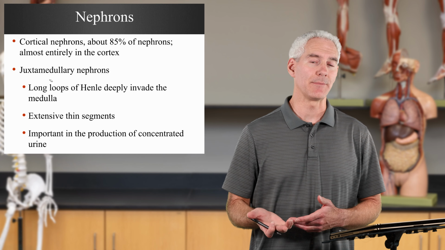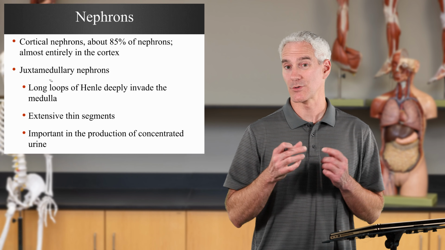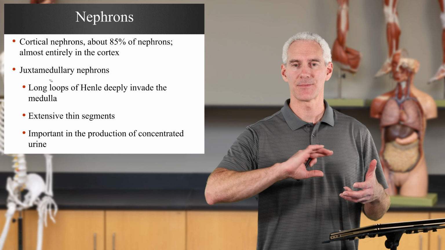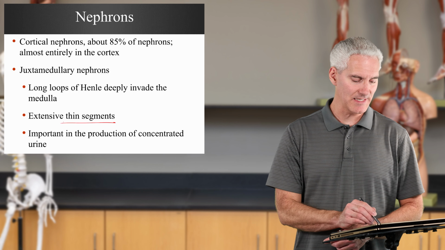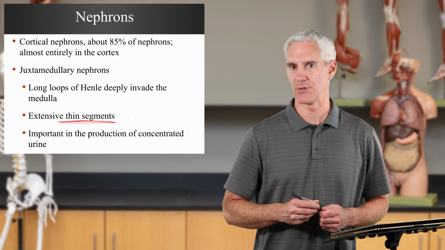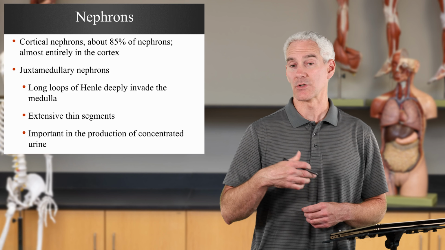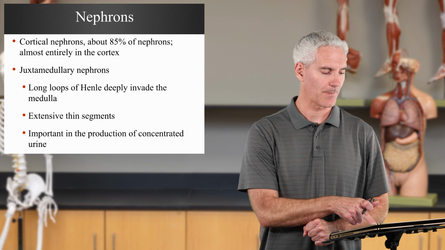They function this way because they're helping deal with the concentration of urine, which we'll talk about later. So that's something coming up in the future. But they have extensive thin segments as they're going deeper and deeper into the medulla. So cortical nephrons and juxtamedullary nephrons.